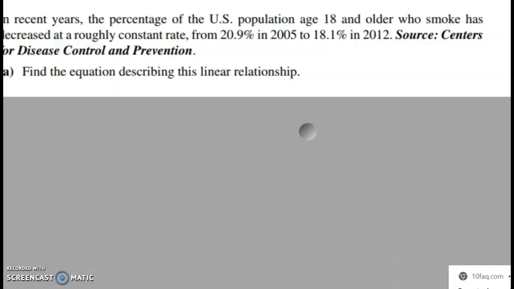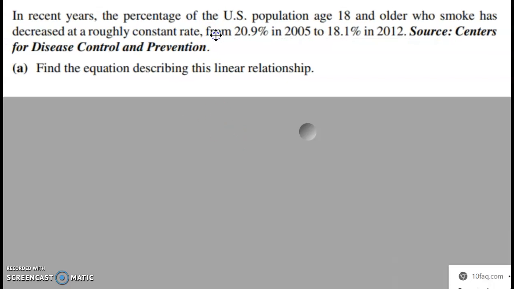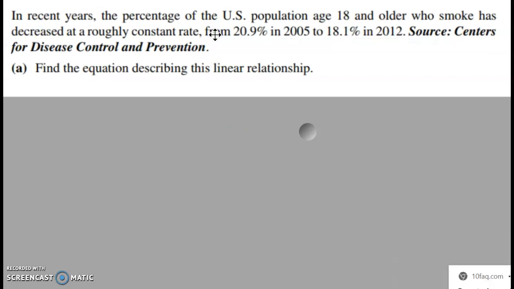Okay, so then we're going to use some word problems in 1-1, some application problems, something like this. In recent years, the percentage of U.S. population ages 18 and older who smoke has decreased at roughly a constant rate from 20.9% in 2005 to 18.1% in 2012. Find an equation describing this relationship.